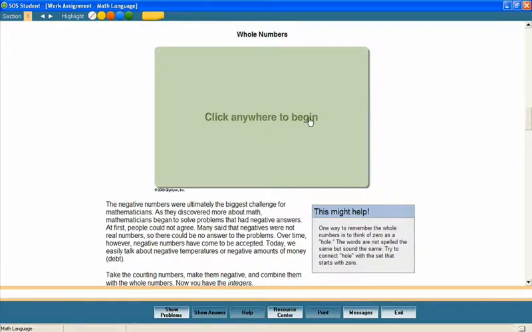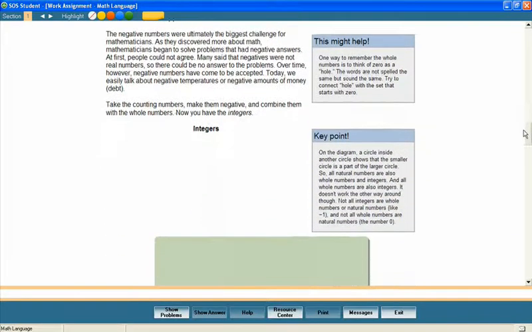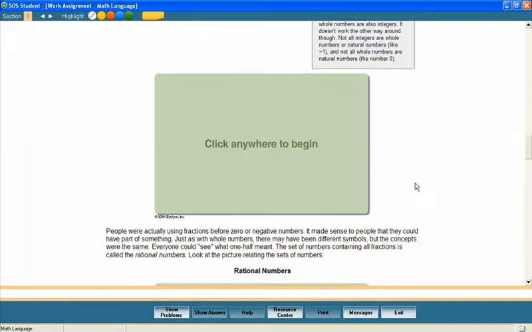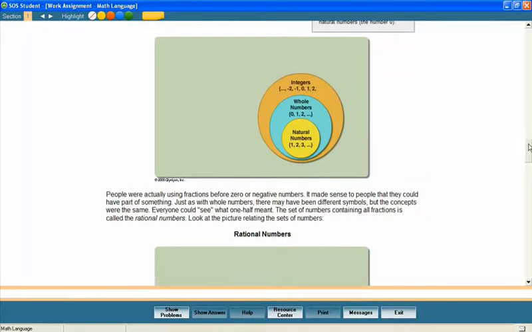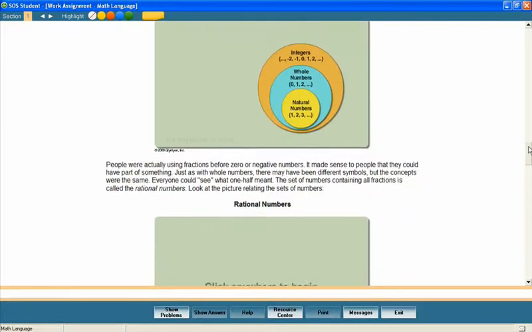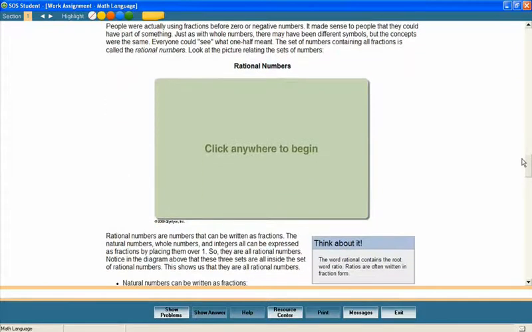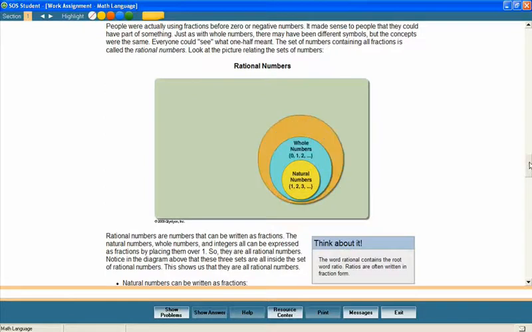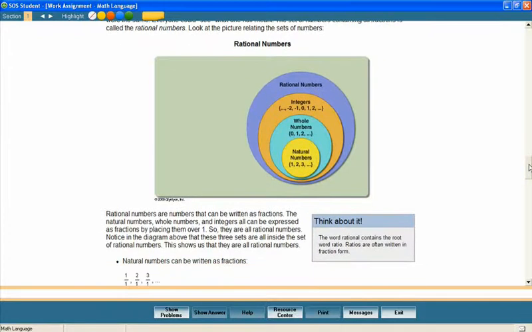real numbers, and more. The set of natural numbers is a subset of the whole numbers, which is a subset of the real numbers. The set of natural numbers is a subset of the whole numbers, which is a subset of the integers, which is a subset of the real numbers. The set of natural numbers is a subset of the whole numbers, which is a subset of the integers, which is a subset of the rational numbers, which is a subset of the real numbers.